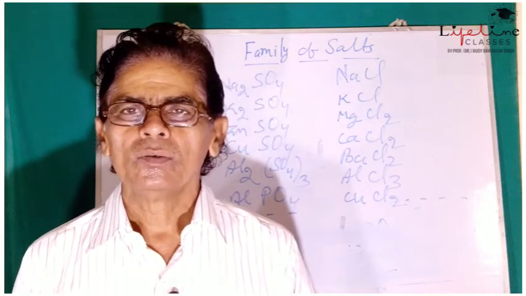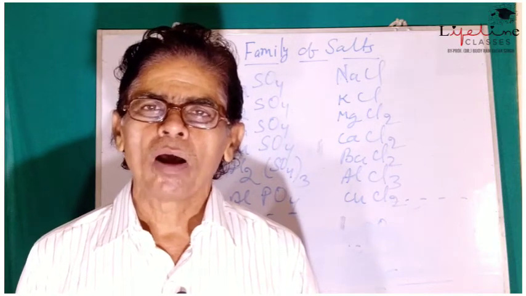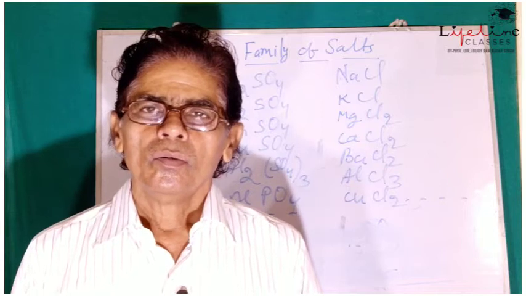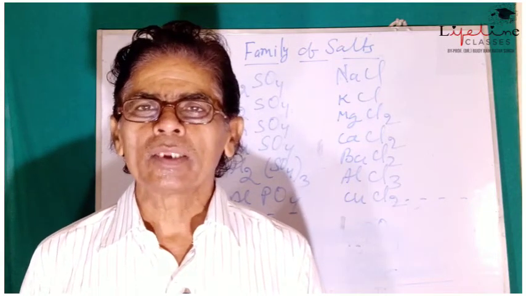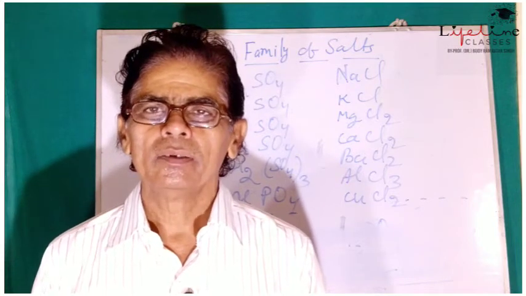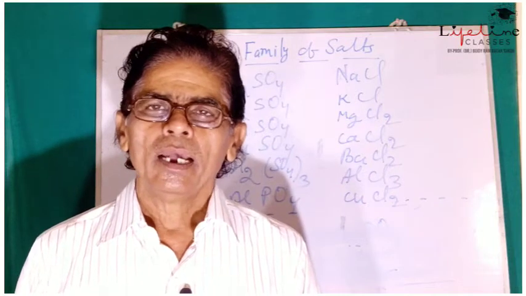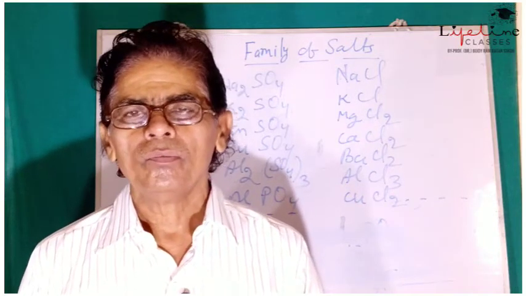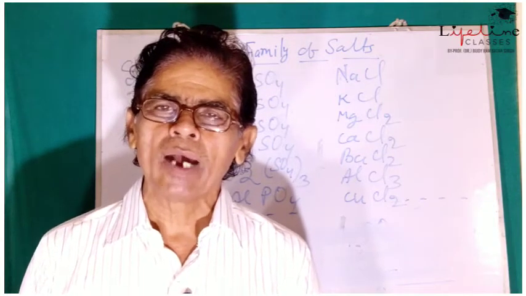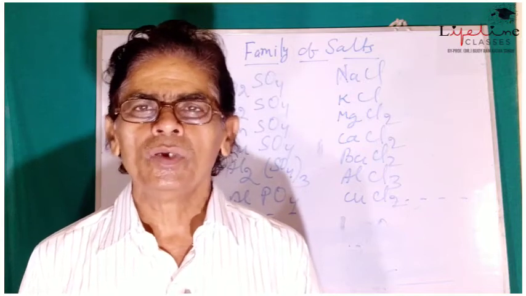On the other hand, acidic salts are those which are formed by the reaction between a strong acid and weak base, just like NH4Cl, ammonium chloride. Ammonium chloride is an acidic salt. How? It is formed by the reaction between ammonium hydroxide, which is a weak base, and HCl, which is a strong acid.